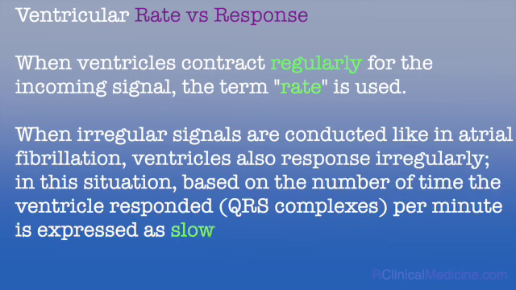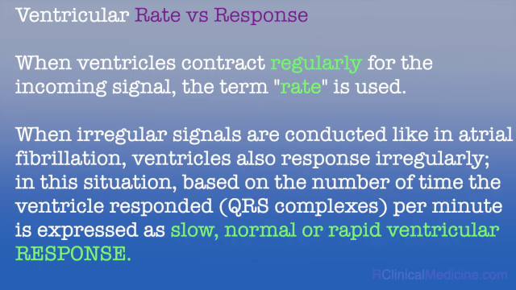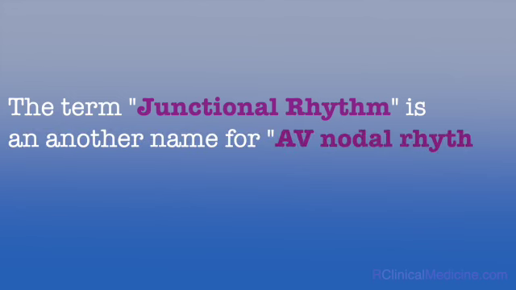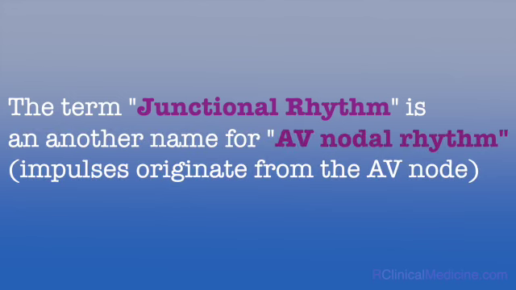Using the term ventricular rate versus ventricular response. When the ventricle contracts regularly, the term rate is used. When the ventricle contracts irregularly, like seen in atrial fibrillation, then we call it slow or normal or rapid ventricular response based on the number of QRS complexes per minute. And the last one here is the term junctional rhythm. The junctional rhythm is another name for AV nodal rhythm.